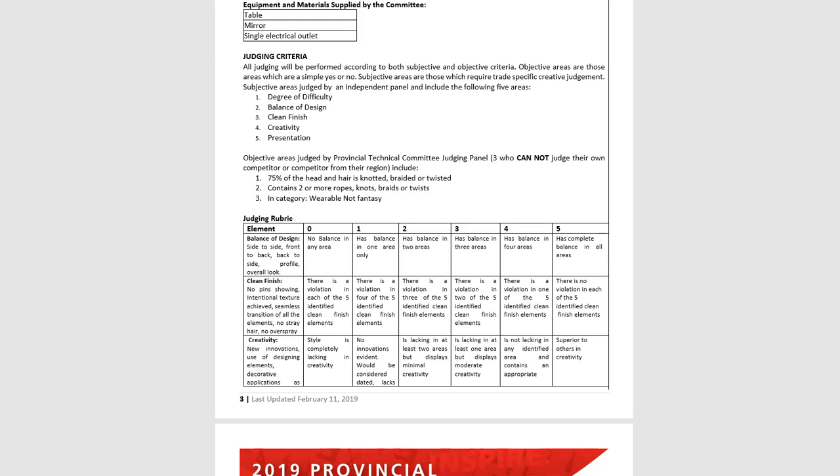They will judge the objective areas, and that's whether 75% of the hair is knotted, braided, and twisted. That's a simple yes or no. Whether it contains 2 or more ropes, braids, knots, or twists, again a simple yes or no, and that it is in category, which means it's wearable, not fantasy.